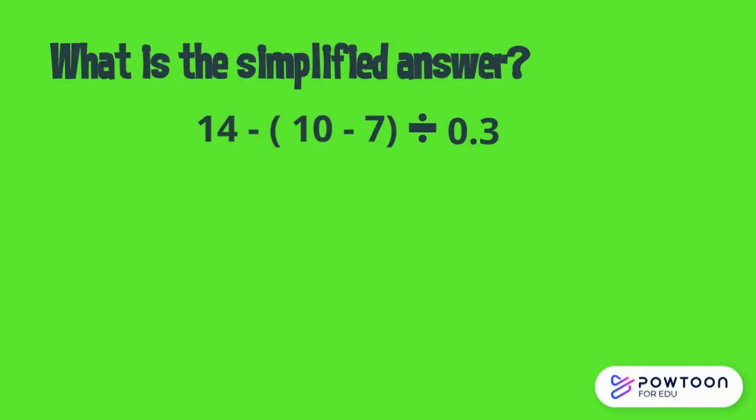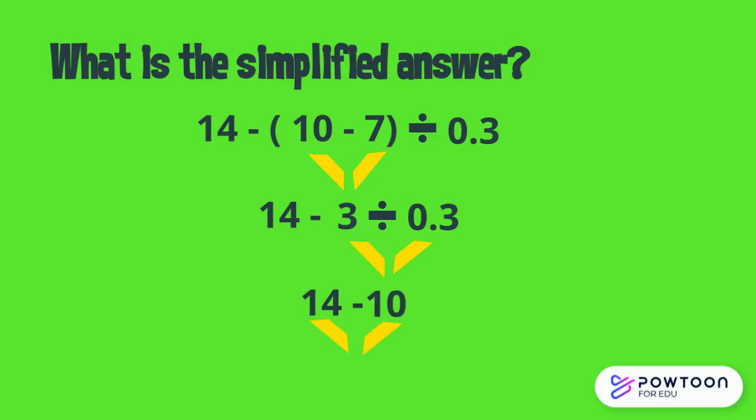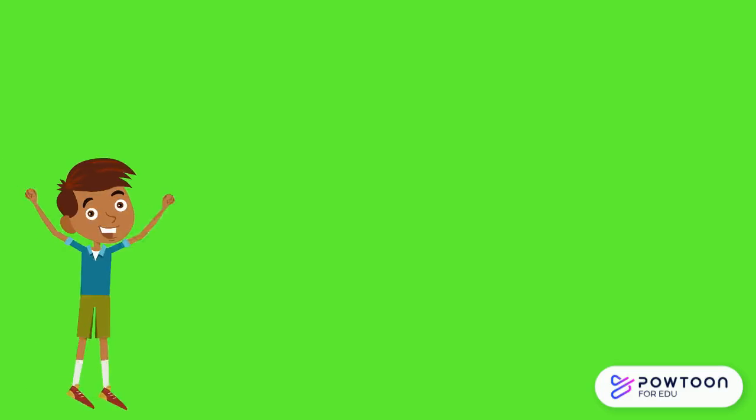Let's simplify this expression. Think about what you would do first. Yep, the parentheses. So if I do that, that would give me 3, and that would leave me with 14 minus 3 divided by 3/10. Remember, when you divide by a decimal in the divisor, you have to move it over to make it a whole number before you can divide. So if I did that, 3 divided by 3/10 is 10, 14 minus 10 is 4.